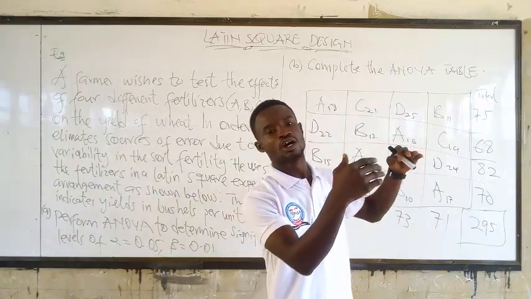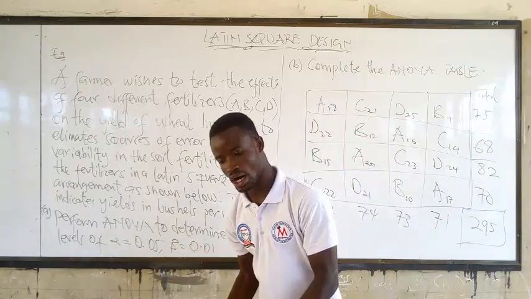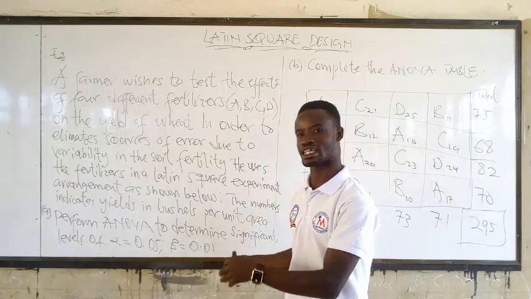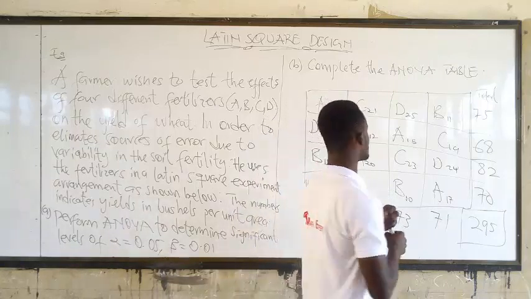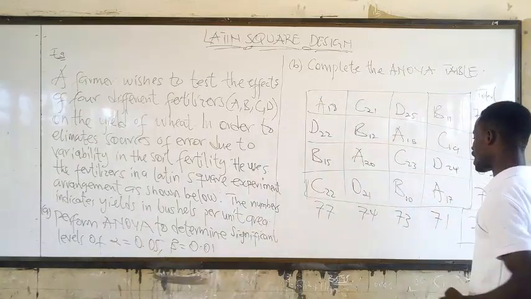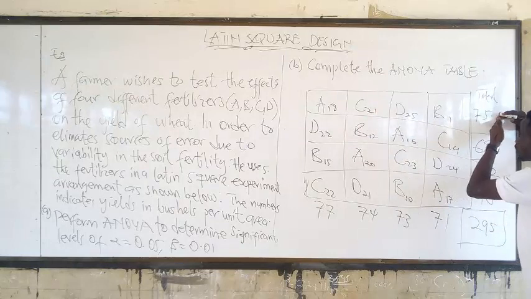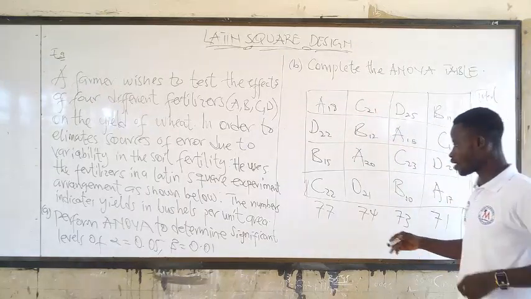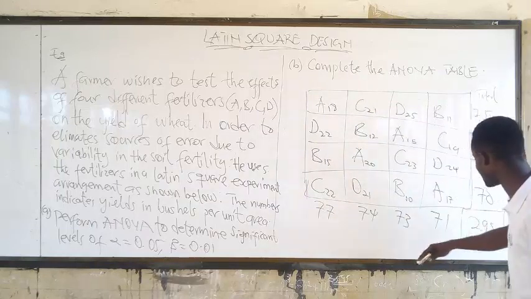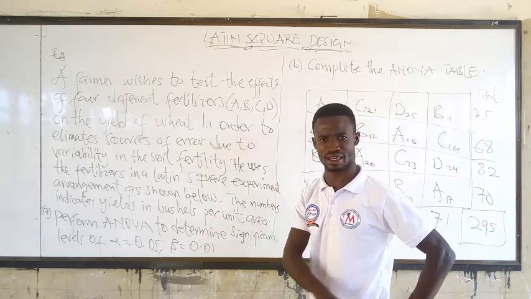So now, we are going to state three hypotheses: one for treatment, one for rows, and one for the block. Initially, what you have done here, you already have the rows, because this is the total for the row. You also have the other side too. But we are left with the treatment.